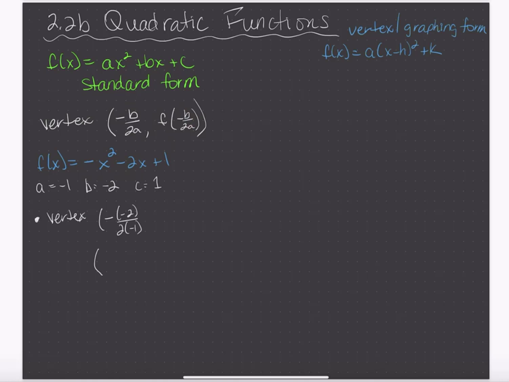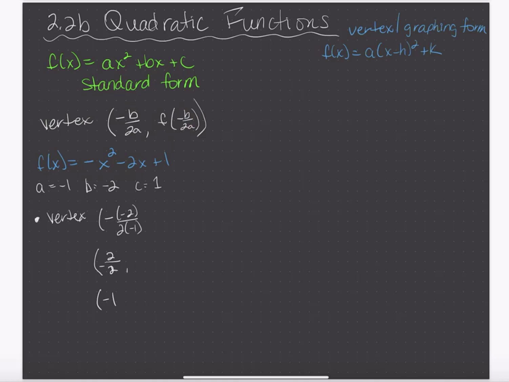I have a negative and a negative, so I'm just going to make that a 2, but then I have 2 times negative 1 on the bottom, which is still going to give me a negative 2. Oh, my bad, sorry, negative 2. 2 times negative 1 is negative 2. Then I'm just going to keep simplifying this down. Negative 2 over 2 is the same thing as negative 1, right?